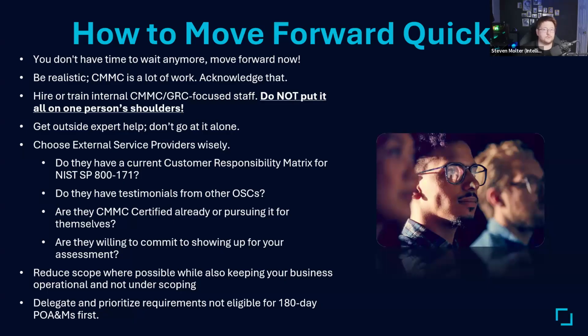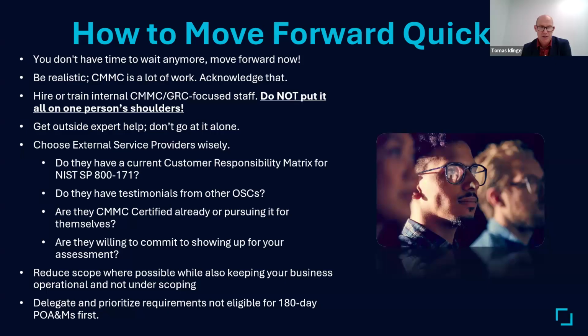So all I'm trying to convey here is I would really recommend that, as part of acknowledging how much work it is, you prepare a resource allocation that allows a team to be put together rather than one person. I know that's tough for small businesses, but if it is an option, I can't recommend it enough. Thomas, you want to talk about choosing external service providers?